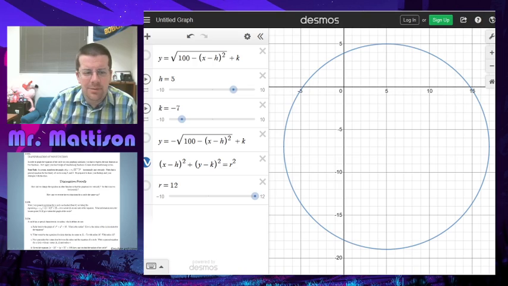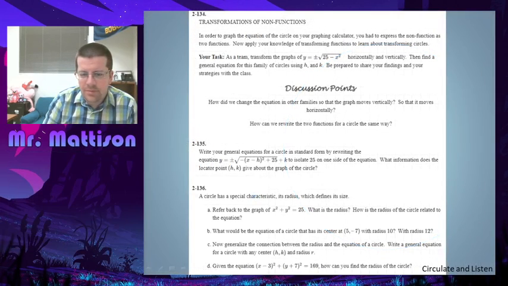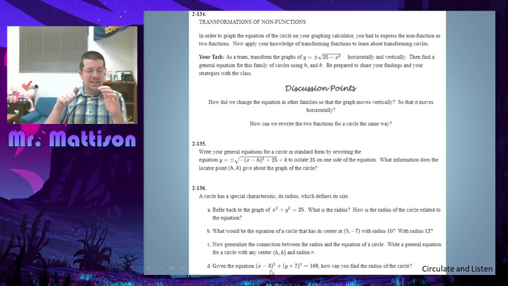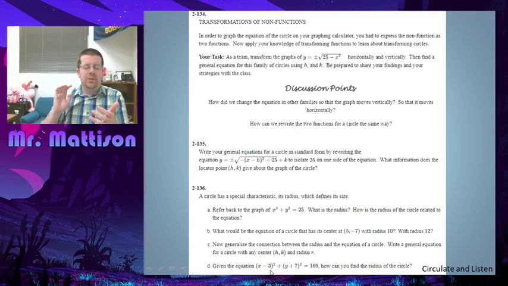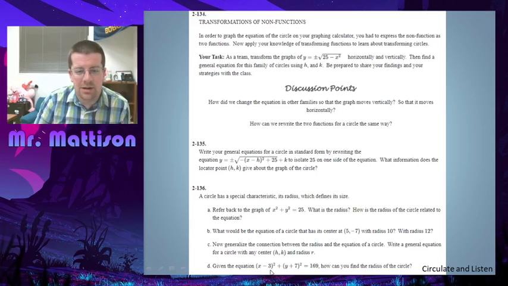So let's finally hop back over here, and then we're going over part C really. So on D, given the equation, how can you find the radius of the circle? Well, this is going to be a circle that is centered at x is 3, y is -7, and it's going to have a 13 radius, because 13 squared is 169. So there we go. There's our radius.